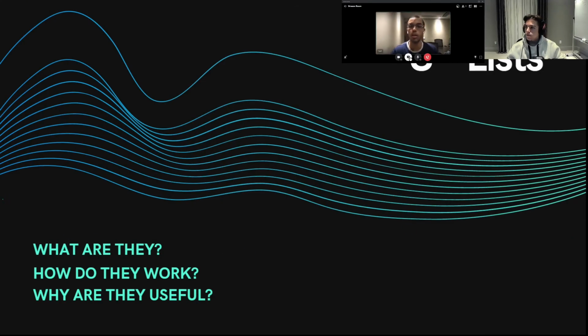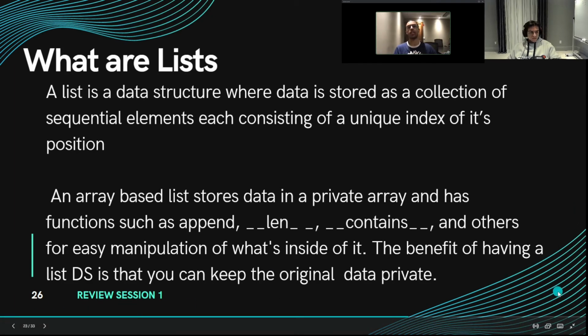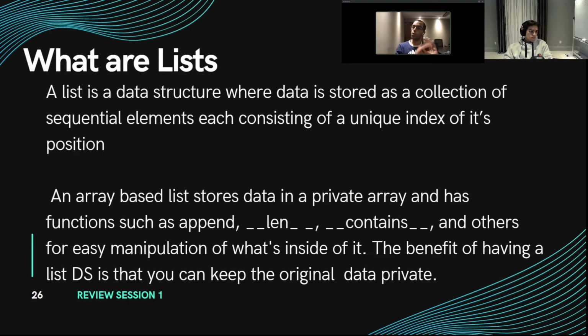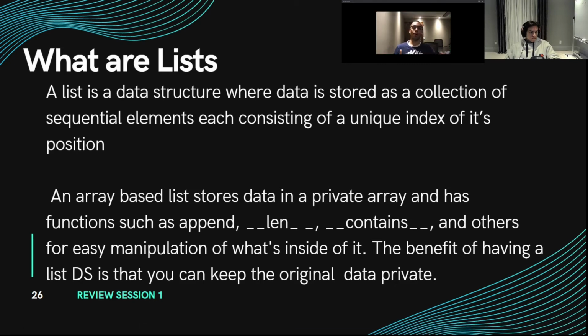Because we're going to be finishing off, we're now moving on to our third and last data structure for today, which is lists. So what are they, how do they work, and why are they useful? You guys have probably all seen a list. It was probably one of the very first things taught to you when you learned how to code. But one thing you should know, a list is not square brackets.